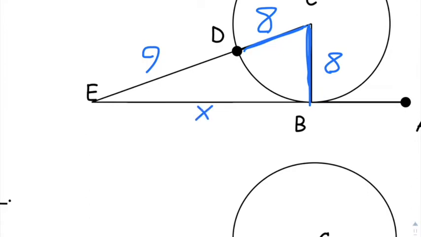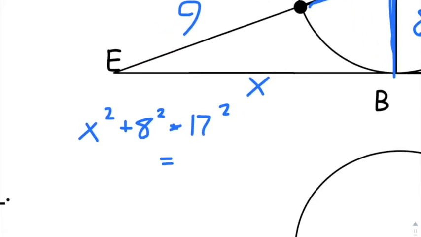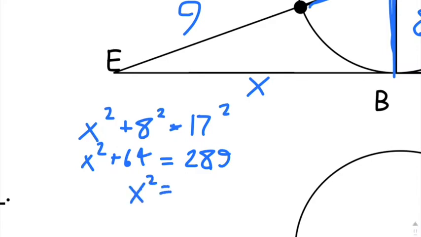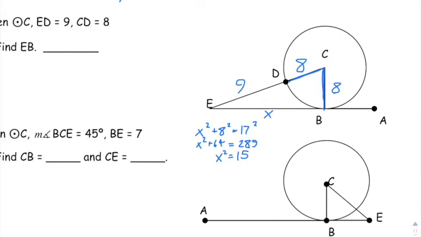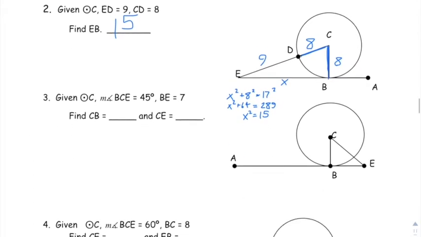So then we can put x down here, we can say x squared plus 8 squared equals 17, I guess. So we'll say 17 squared. Let me double check on that. I think that's 196. Oh, no, that's 14 squared. 289. So that's x squared plus 64 equals 289. And then you'll subtract and then square root, and you'll get x equals 15. And that is EB there. So not too bad on that one.